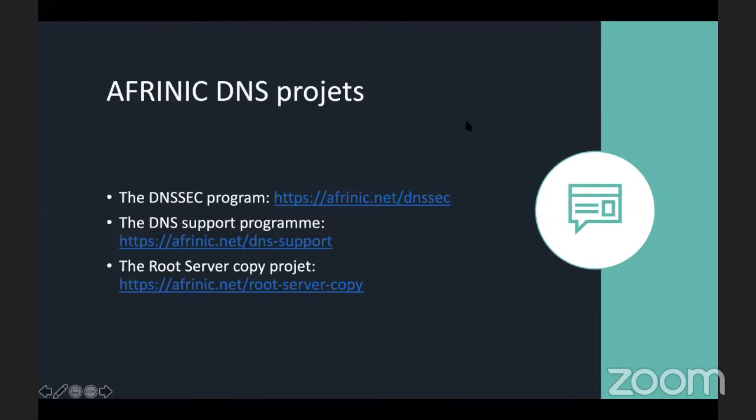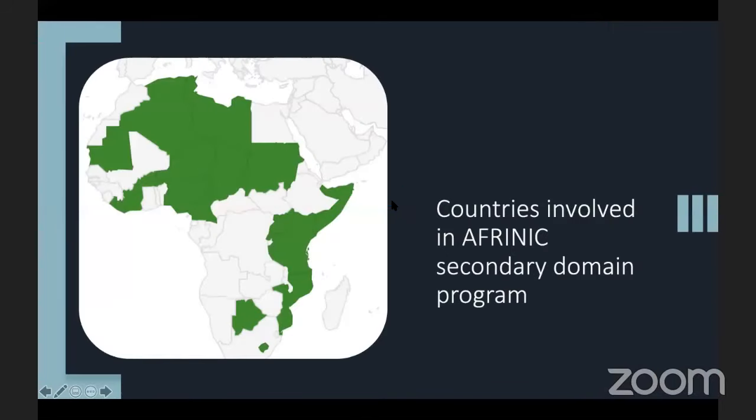I just want to answer one question in the chat. Someone was asking what the criteria are to be selected as an Anycast location with AFRINIC. The most important is to be a ccTLD, and if you manage your zone yourself, and if you have a second level zone, then you can be a location for an AFRINIC Anycast. So that's it.